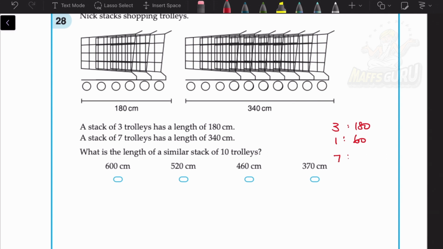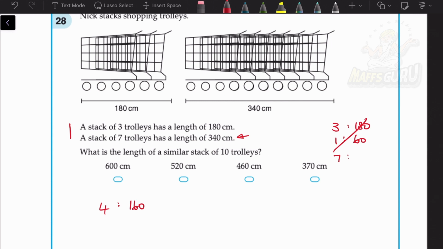7 times 6 is 42, isn't it? 7, 36, 42, and that doesn't make 340. Okay, so we're now looking at it in a different way, that didn't work. So for every four trolleys I'm adding on, it's giving me an additional 340 minus 180. So 340 minus 180 gives me 160.